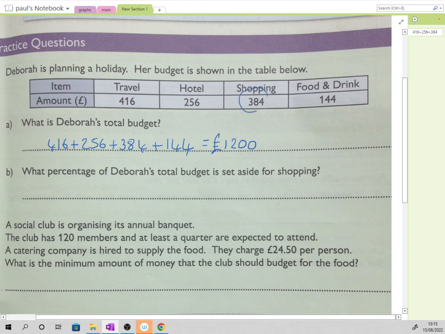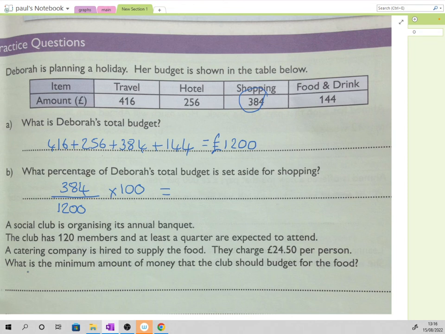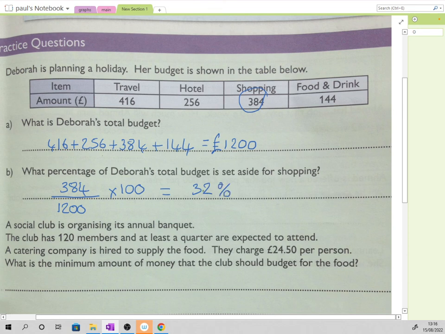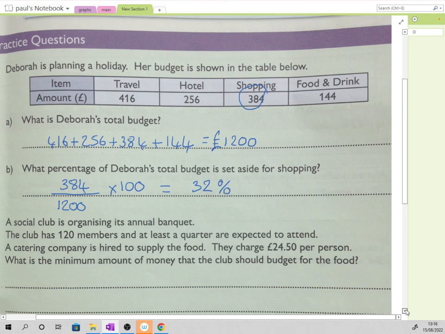So shopping is that 384 over the total. Oh, that's why they got us to work out the total, spoon feeding us. 1,200, times it by 100 to turn it into a percentage. So let's have a look at that. 384 divided by 1,200 times 100, changing a fraction into a percentage. And that comes out at a lovely 32%. Because that's a nice whole number, I'm quite happy with that.